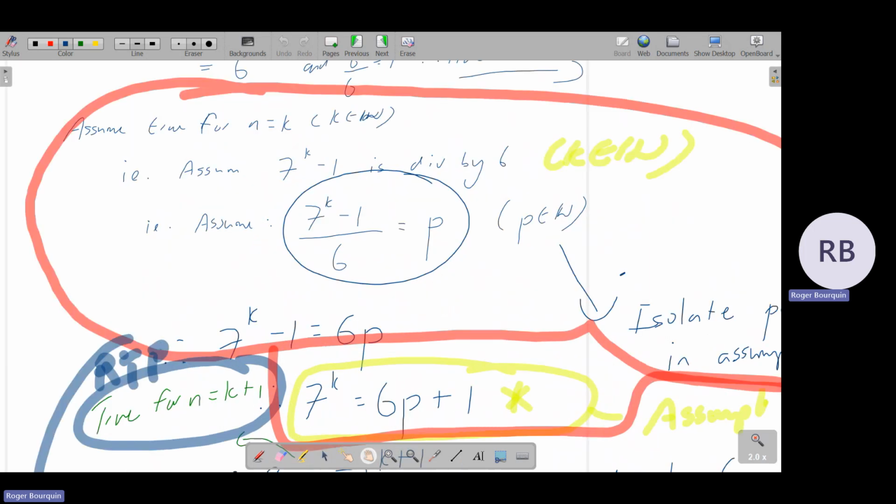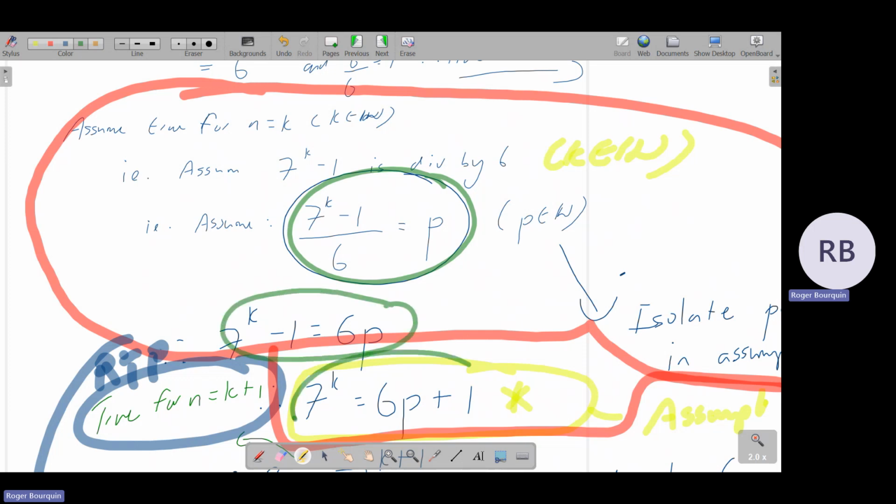So we assumed true for n is equal to k. So that's divisible by 6. Now, if something is divisible by something, when you divide it out, you get a natural number as the answer with no remainder. So we made this assumption over here, and we said this is equal to p, where p is some natural number. And then if I times it out, I get that. But remember what we wanted to do is isolate a power. That now becomes your big star digit, and you're going to stuff that in the statement.